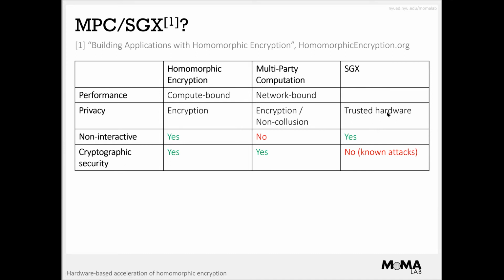SGX gives you an enclave, but Intel took the path of security by obscurity with SGX, by not revealing details, and people found ways to leak information through SGX. It has known attacks. So it's not at a state where it gives strong cryptographic guarantees currently.